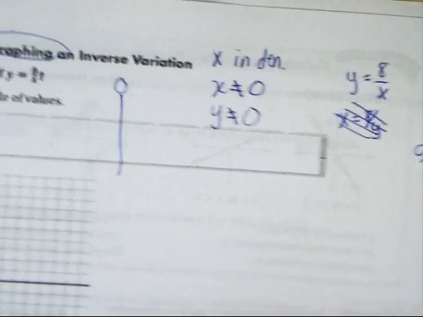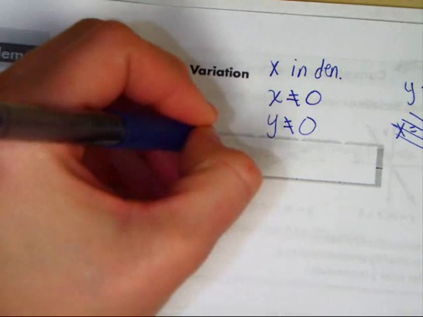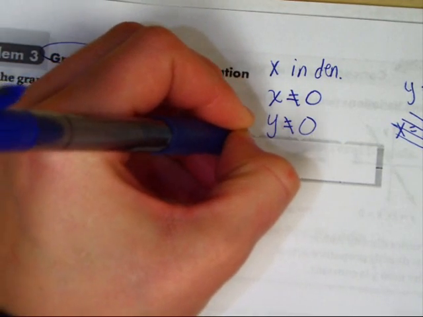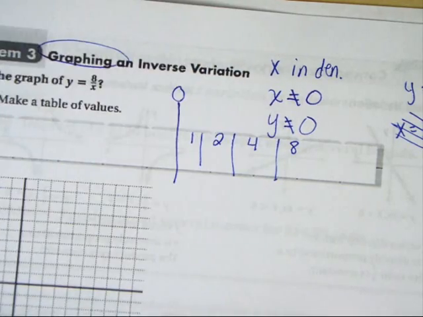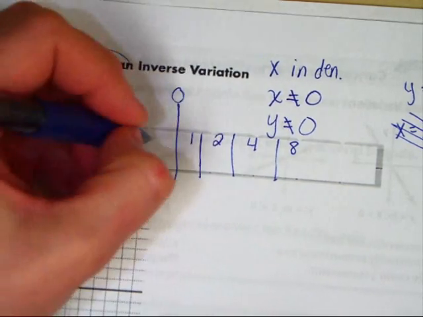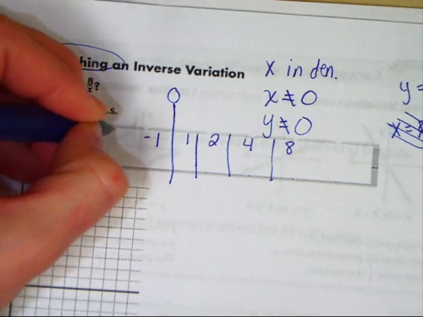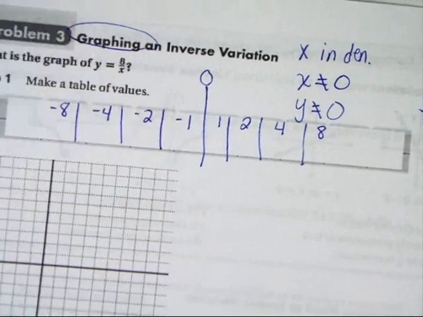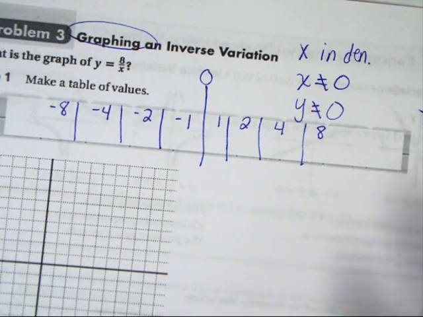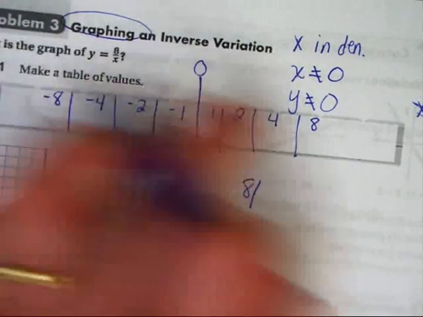All right, let's think of some factors of 8. For example, 1, 2, 4, and 8. Those would be really good values for us to pick for x. And on the flip side, -1, -2, -4, -8. Those would also be really good values for us to pick. They all go into 8. So when we plug them in, we're simply going to do 8 divided by, and let's start way up here.